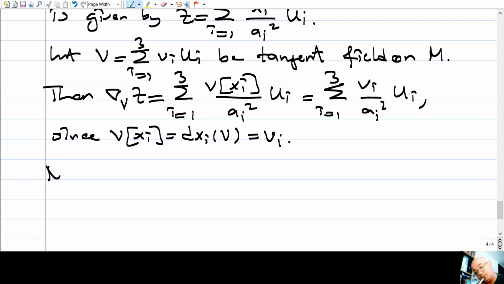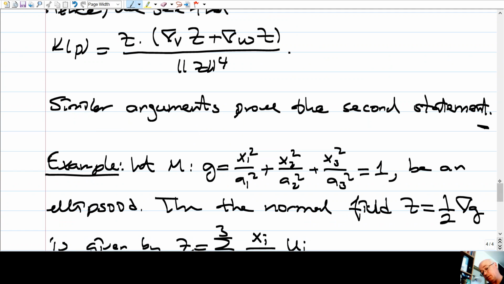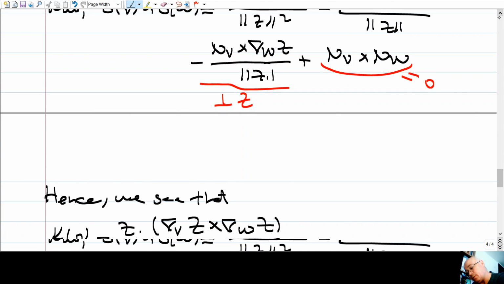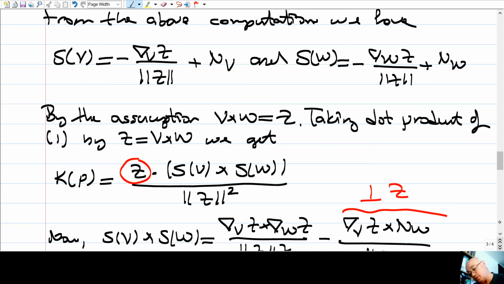Now the dot product of z with this expression. So I will use this result. So the Gaussian curvature is given by this equation. So I need to compute. So this is not plus, this is product. I'm sorry. Let's see if I have done something. Yeah, okay.